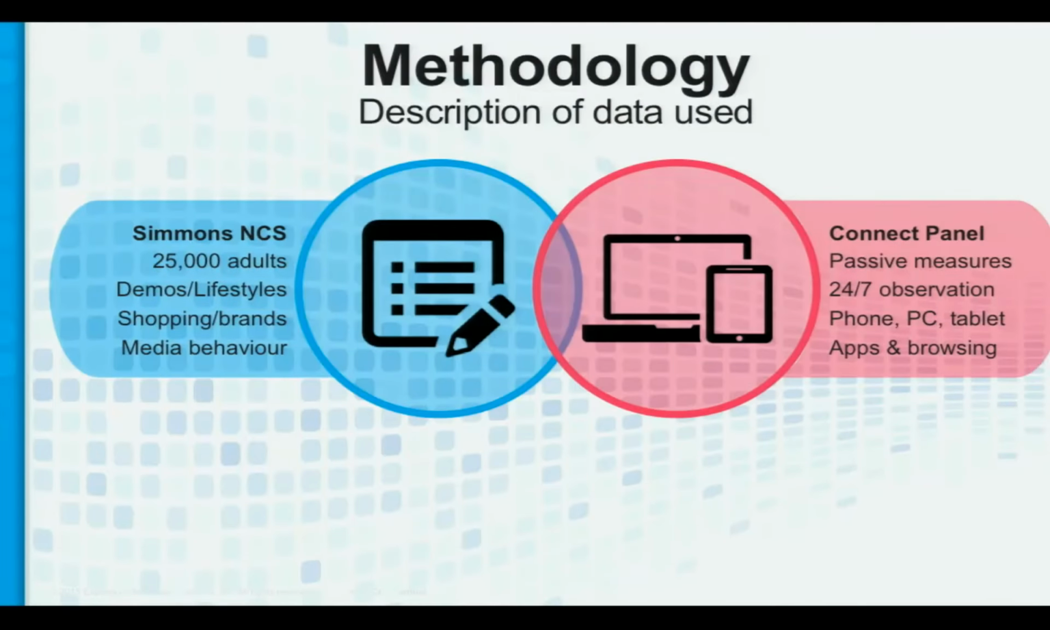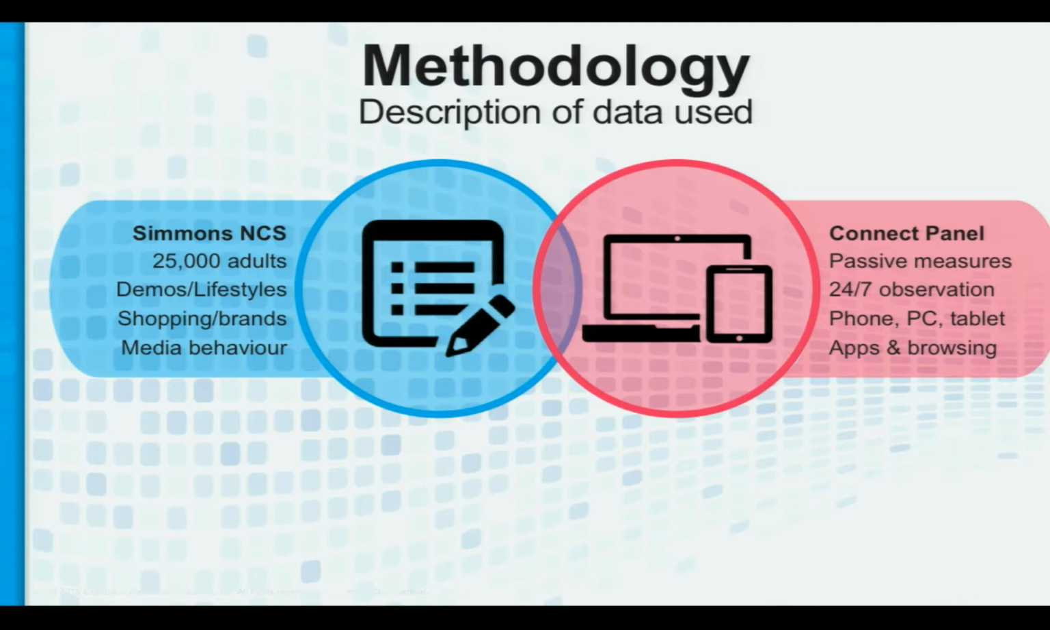So first, let me give you a little description of the data that was used. We have, of course, the NCS survey, which is about 25,000 adults every year. It's got 60,000 data points: all demos, lifestyle, shopping, brands, media behavior, a lot of psychographic and attitudinal data, very heavy there. And that's, of course, a very high quality survey, probabilistic sample. And then we have a Connect panel.